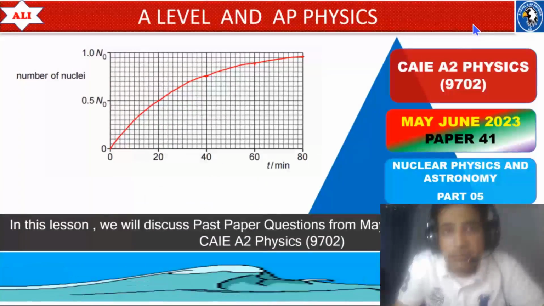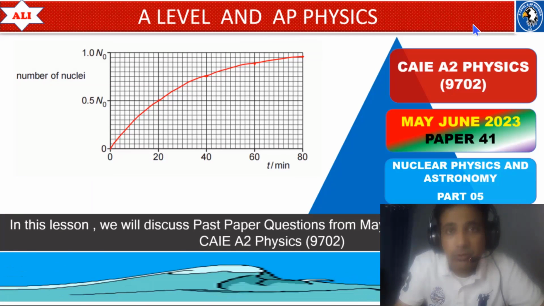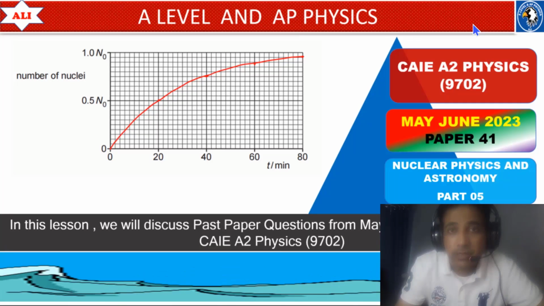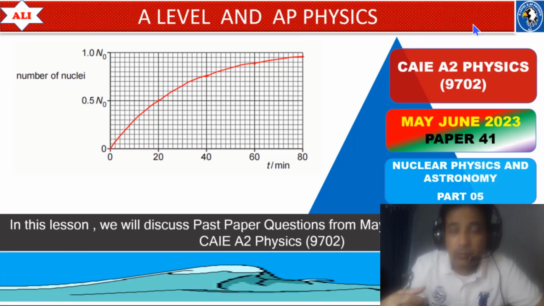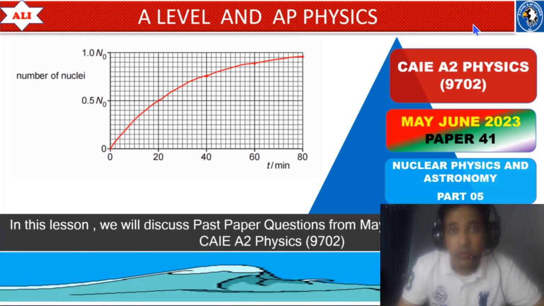Welcome to A-Level and AP Physics. In today's lesson, we will discuss past paper questions from June 2023 paper 4 variant 1. We will start from question 9, and question 9 is about nuclear physics. We will also discuss question 10, and question 10 is about astronomy and cosmology.